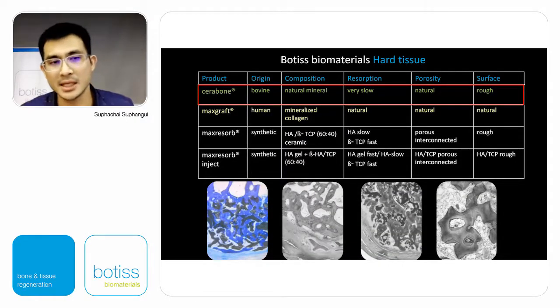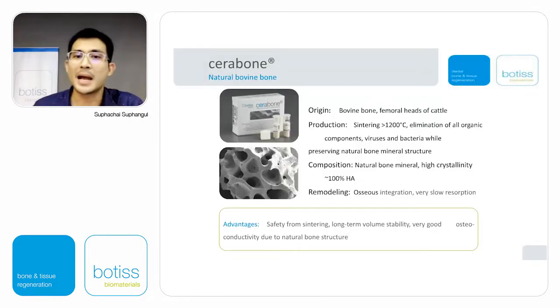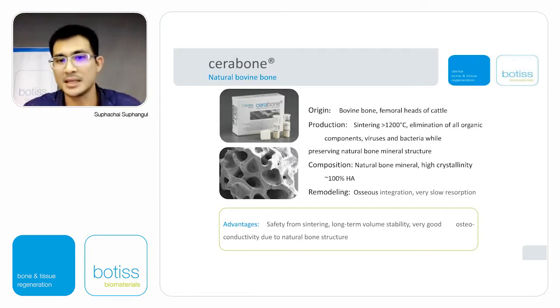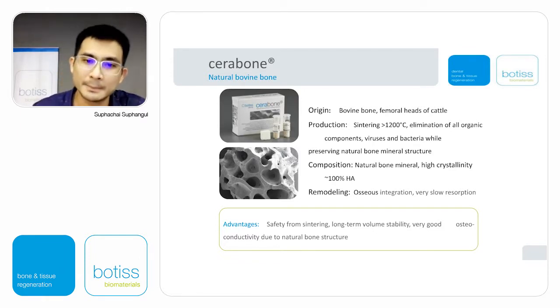Let's start with cerabone, which is a Xenograft. It originates from bovine, and they process it by sintering, heating up to 1200 Celsius to eliminate all organic components, viruses and bacteria. As a result of the sintering, the bone graft itself becomes a natural bone mineral, high in hydroxyapatite.